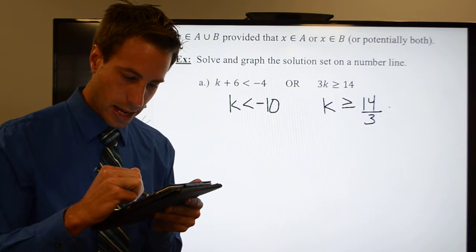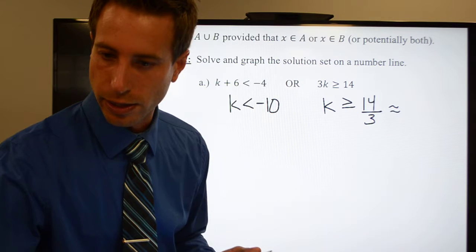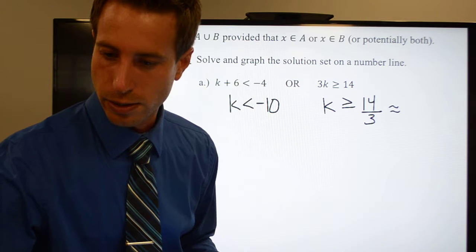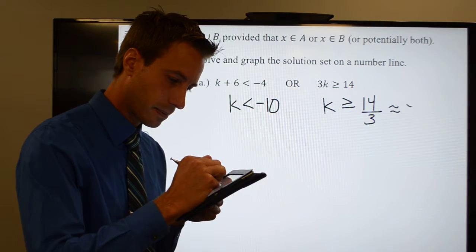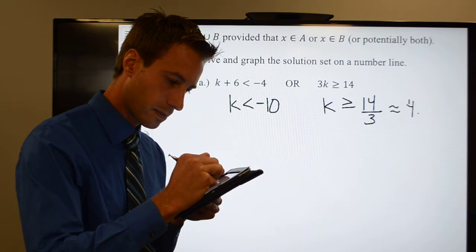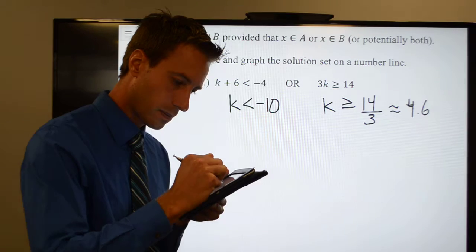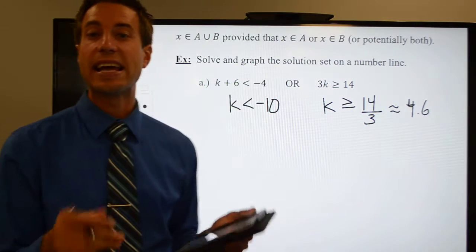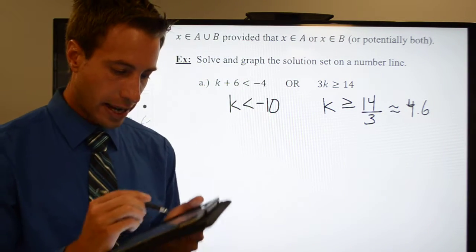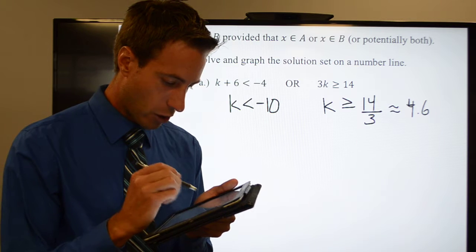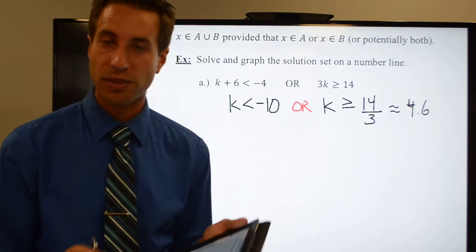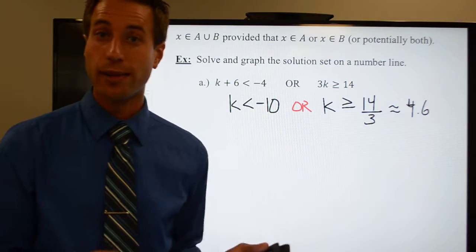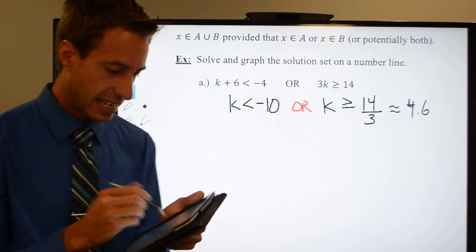Let's go and see what that approximates to. I got a calculator right here. 14 thirds, don't fat finger something on your calculator. It's about 4.6. Well, let's go ahead and graph both of these on a number line. Remember, we have an or right here between these. Can't be both. It's either one or the other is true at any given time.